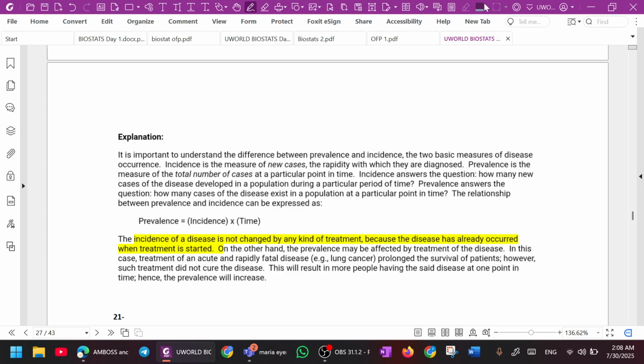That will result in more people having the said disease at one point in time. Hence, the prevalence will increase. Right. Okay. Next.